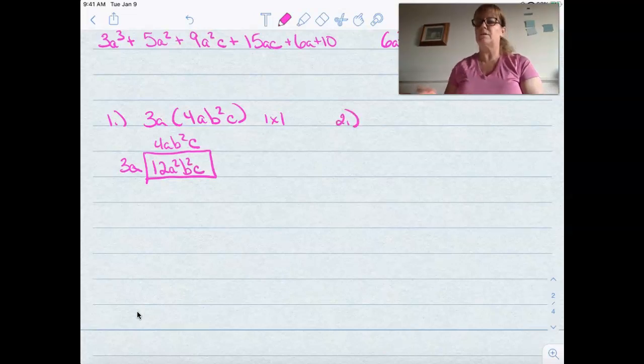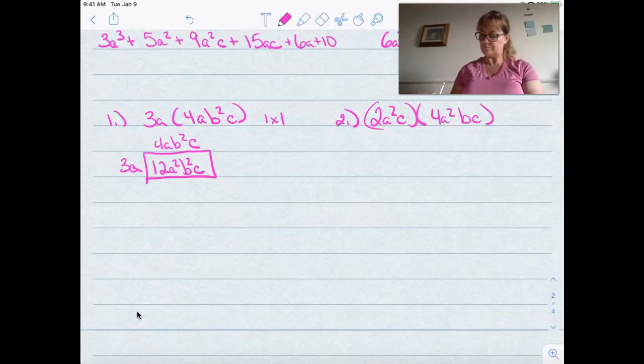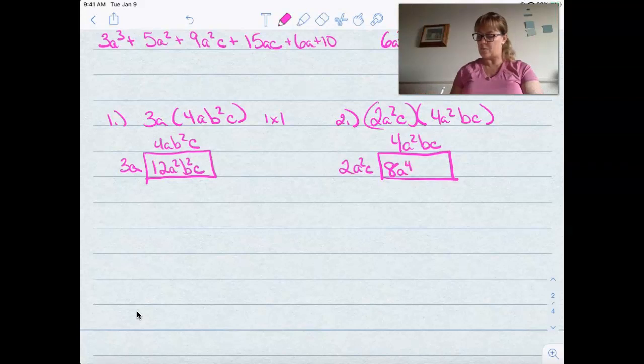Number 2 is 2a squared c times 4a squared bc. Again, a monomial times a monomial, it's still that 1 by 1. So you just draw your 1 square. You've got 2a squared c here, 4a squared bc there. 2 times 4 is 8. A squared times a squared is a to the 4th. B comes down. C times c is c squared.